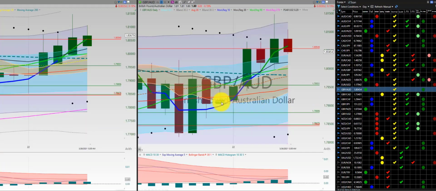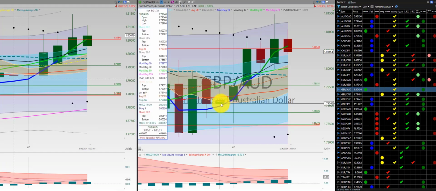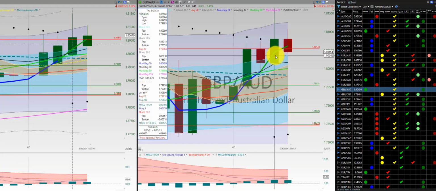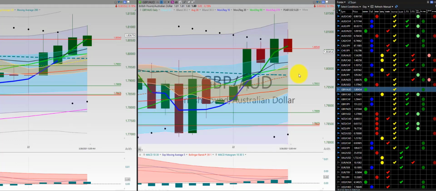British pound, Aussie dollar, beautiful, nice. This wasn't an order here. It was a red Heikin-Ashi and a doji, but we had two green candles that fit the bill out here, in for this candle, and then out for a loss.